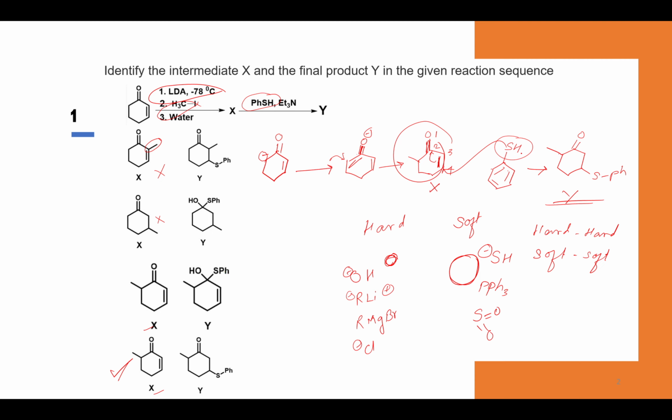If instead of SH we had OH, at that time we could get the 1,2 addition, but because we have sulfur, we will get the 1,4 addition. I hope you are clear with this one. Let's move to the next question.